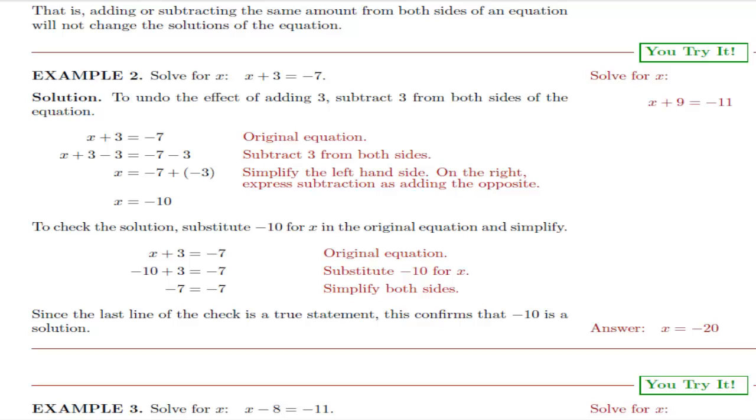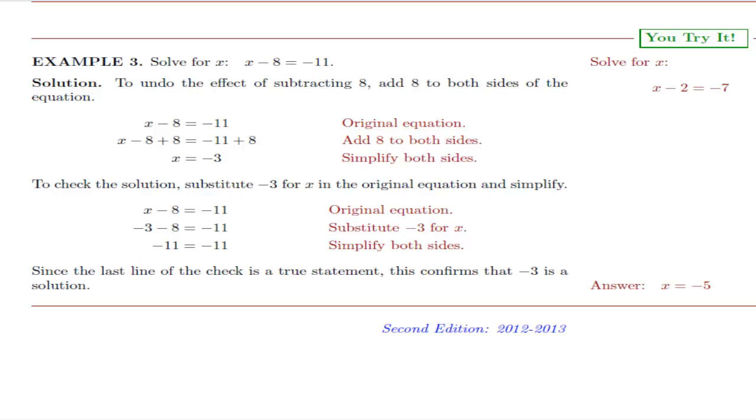To check the solution, substitute negative 10 for x in the original equation and simplify. We get negative 10 plus 3 equals negative 7. If we simplify on the left side, negative 10 plus 3 equals negative 7. Both sides are equal, negative 7 equals negative 7, which is a true statement. Therefore, this confirms that negative 10 is indeed a solution of the equation.